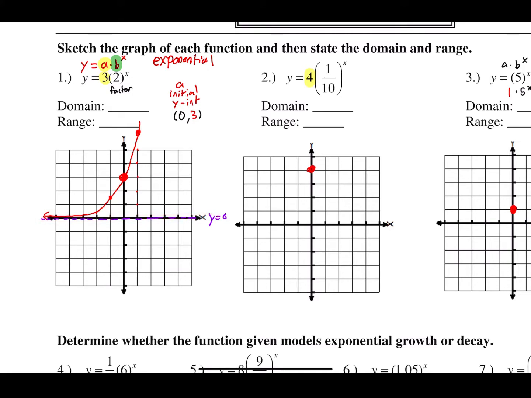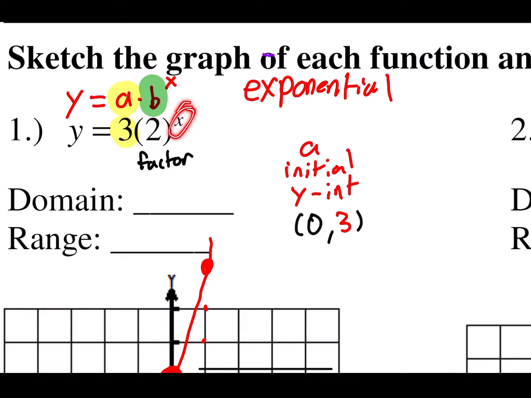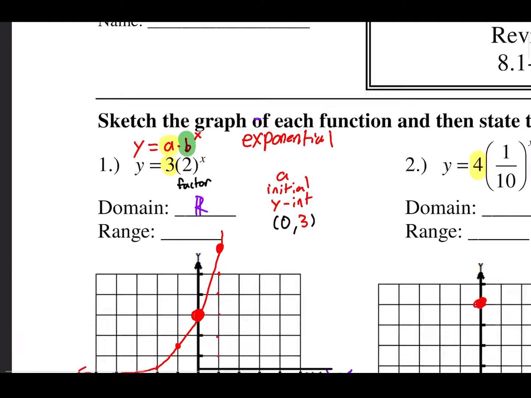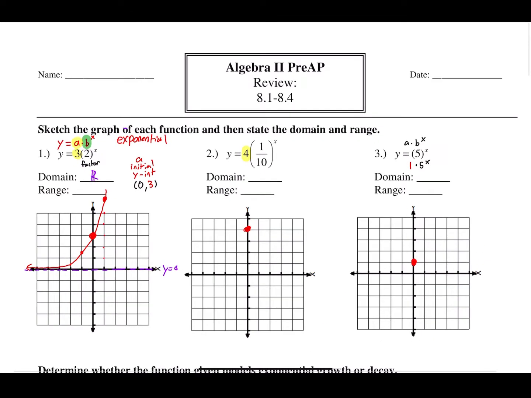So our domain, well, we can plug in any x's we want. We could plug in -1, -2, -3. We were allowed to plug in 0. We were allowed to plug in 1, 2, 3, 4. Our domain of all exponentials should be all real numbers, negative infinity to infinity. So all of these are exponentials, and all their domains are all real numbers. Their ranges, however, are all going to start at their asymptotes.